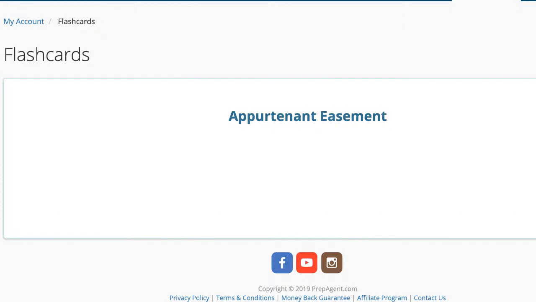An appurtenant easement. What is an appurtenant easement?